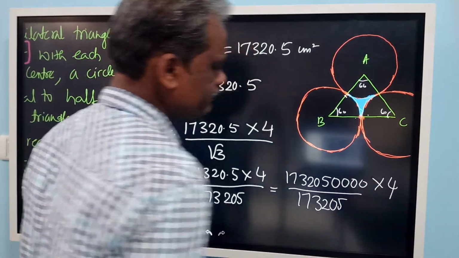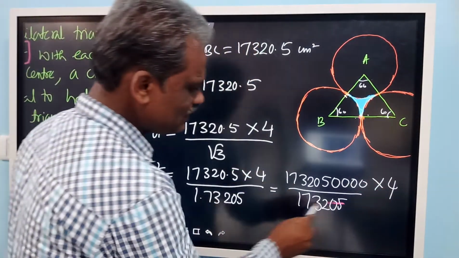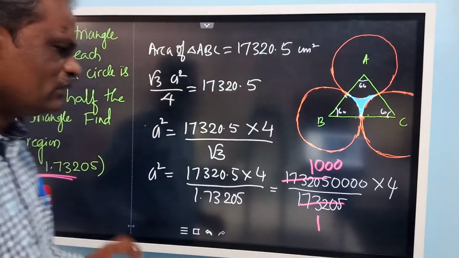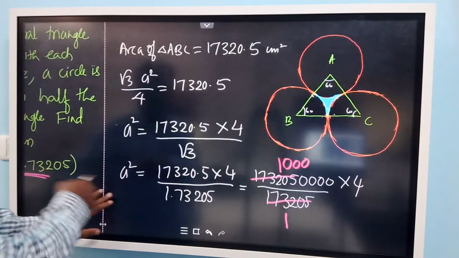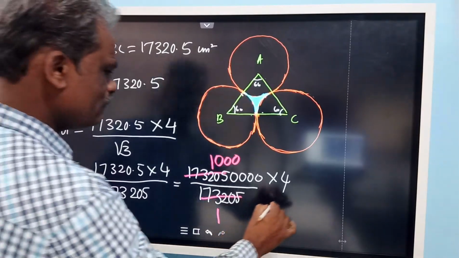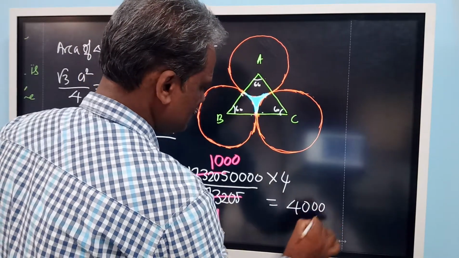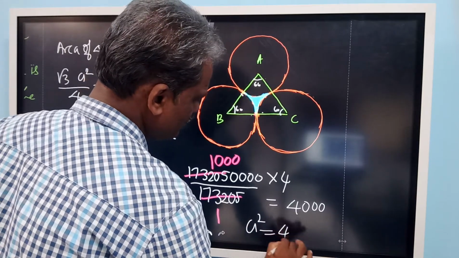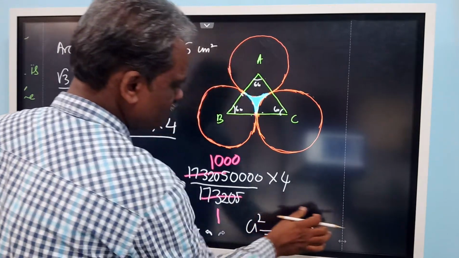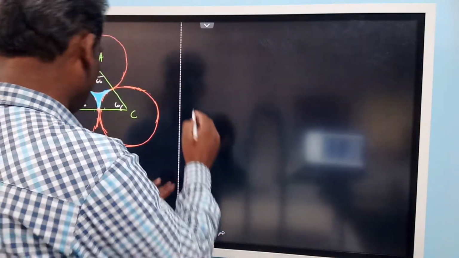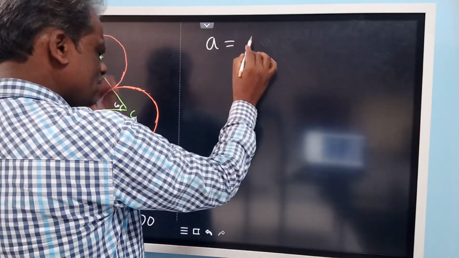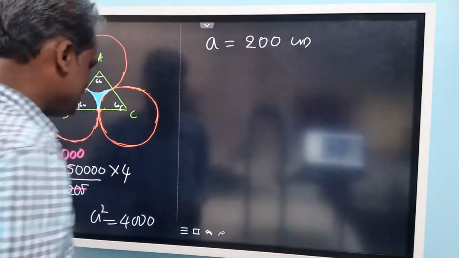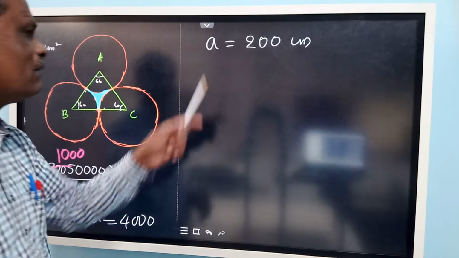This into 4. Now you can cancel. This is 1 and this is 1 followed by 4 zeros. Very easy to divide. This is the reason they have given the same number here, root 3 and this number. Now this becomes 4,000, that is nothing but a square. So a square is equal to 4,000. Then what is the square root of this?